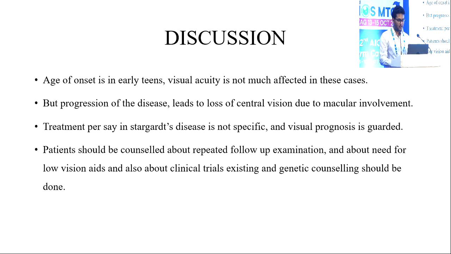Discussion: age of onset is in the early teens. Visual acuity is not much affected in these cases, but progression of the disease leads to loss of central vision due to macular involvement. Treatment per se in Stargardt's disease is not specific, and visual prognosis is guarded. Patients should be counseled about repeated follow-up examination, the need for low vision aids, and existing clinical trials, and genetic counseling should be given.